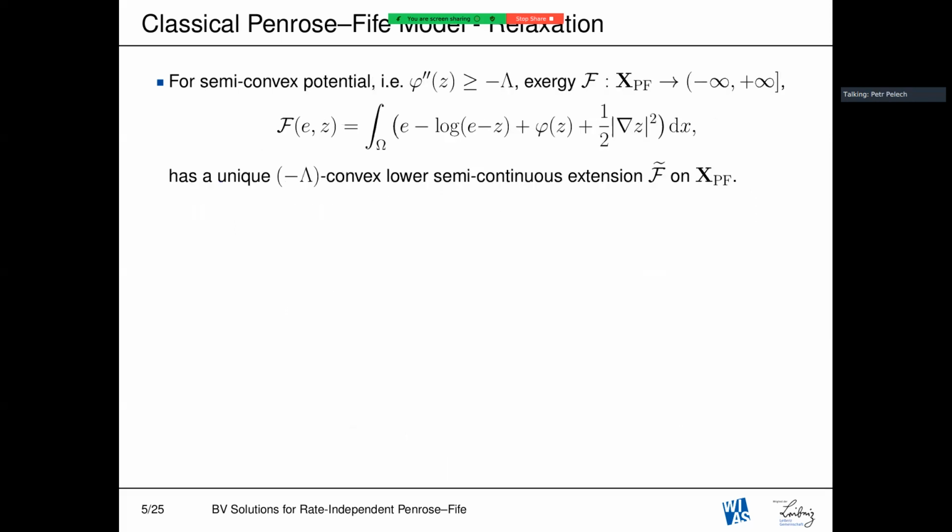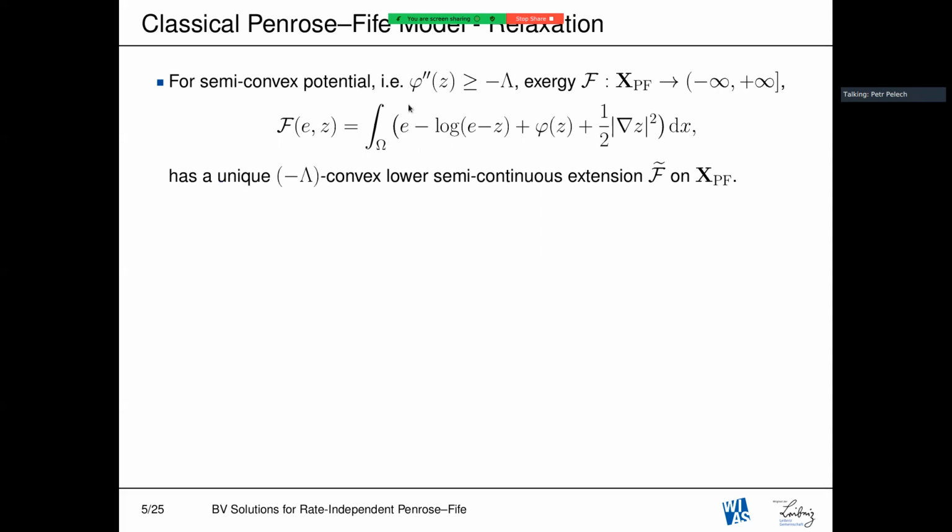Just a short digression about the energy or exergy functional. That's the form which appeared. Well, entropy appeared on the slide before, so that's the exergy, the energy minus entropy, and it's defined here. It's considered E as an L1 function.